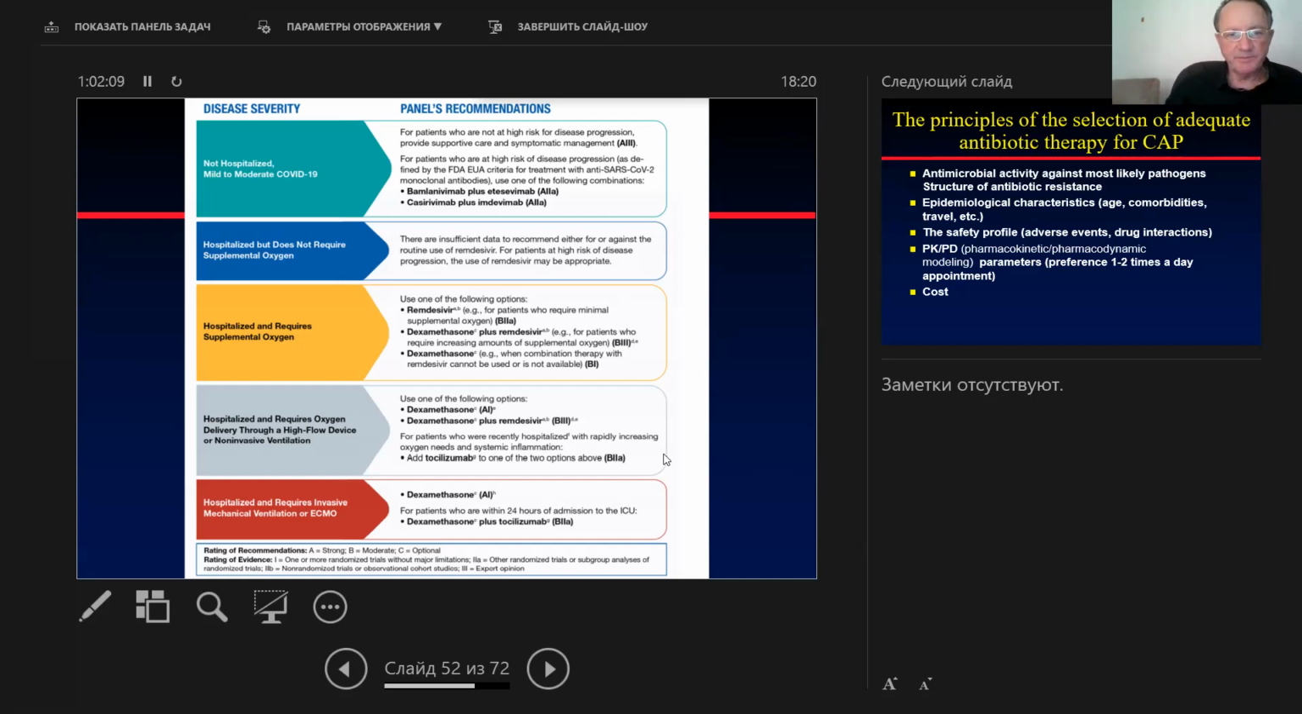And what about treatment of patients recommended by the National Institutes of Health? For hospitalized patients, it's remdesivir plus dexamethasone. For patients on non-invasive ventilation, we should add tocilizumab. We talked about this, it's an interleukin 6 inhibitor, and tocilizumab is also recommended for all patients with a severe course.